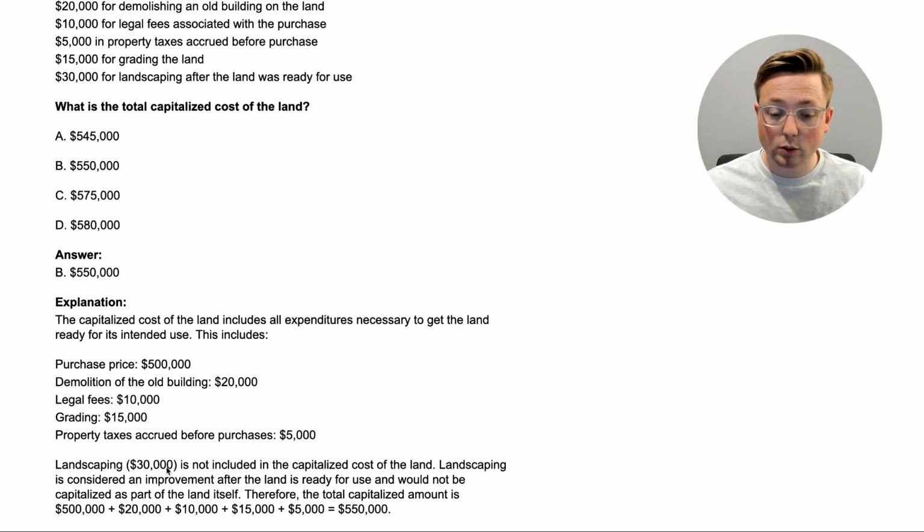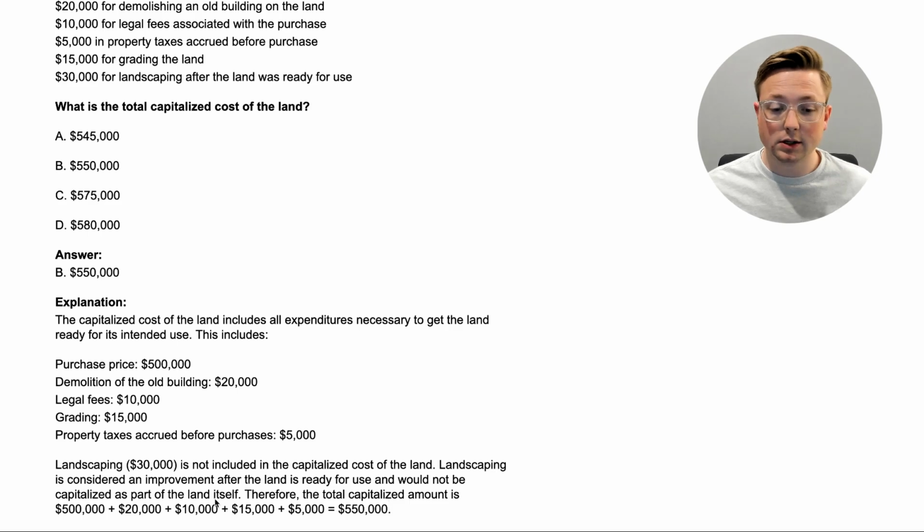Now the landscaping was $30,000. That's not going to be included in the capitalized cost of the land because landscaping was considered an improvement after the land is ready to use. So after they purchased it, after they already own it and they're ready to use it, then they did some land improvement. And that is not going to be part of the capitalized cost because, again, they've already figured out the total gross value of the land and it's on the books, and then they were doing the improvement on the land. So that's kind of how you're looking at it there.